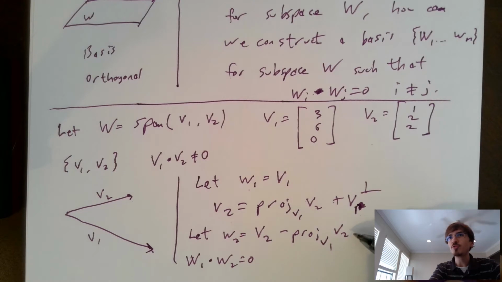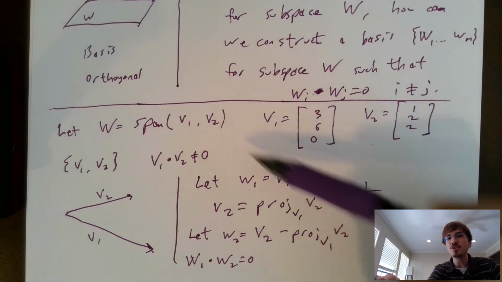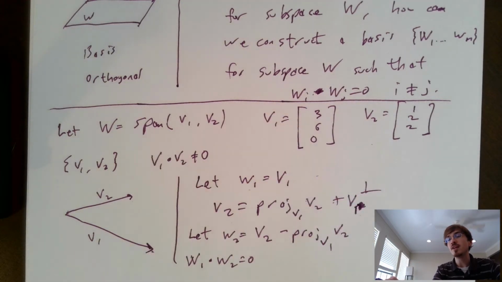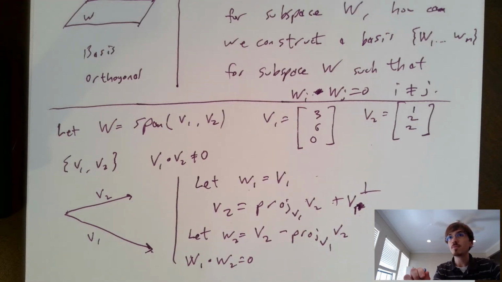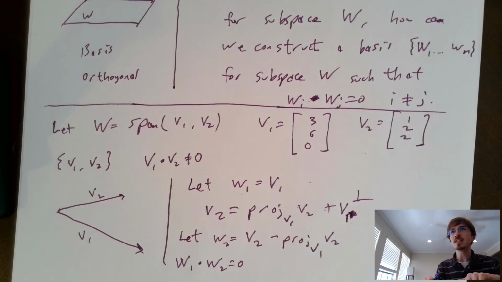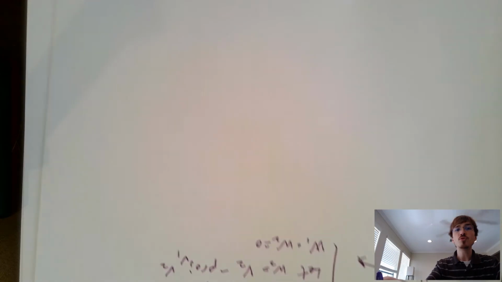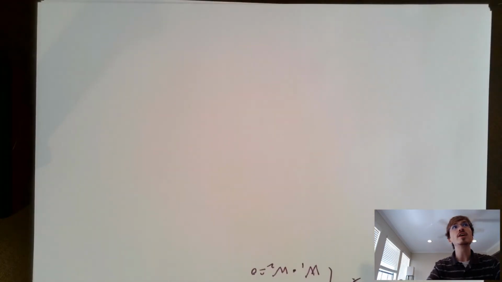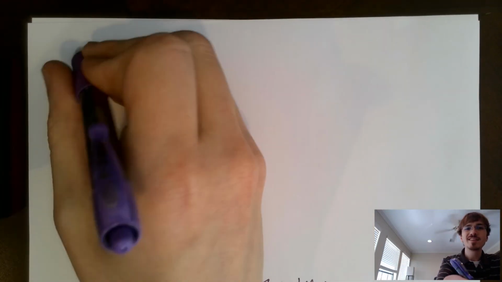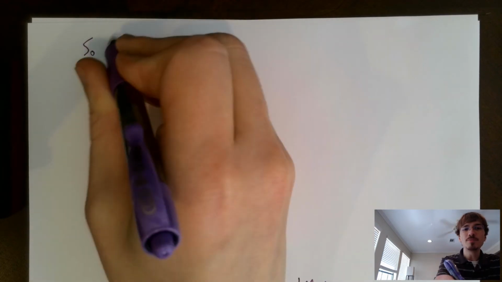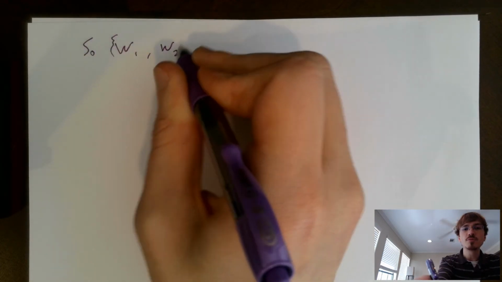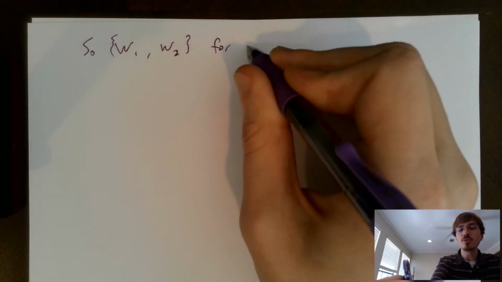We know that w2 and w1 are in the same span of v1 and v2, so these two vectors certainly live in W. So that means that they must form a basis. So we must have that the set w1 and w2 forms an orthogonal basis. So we know right now that w1 and w2 forms an orthogonal basis.